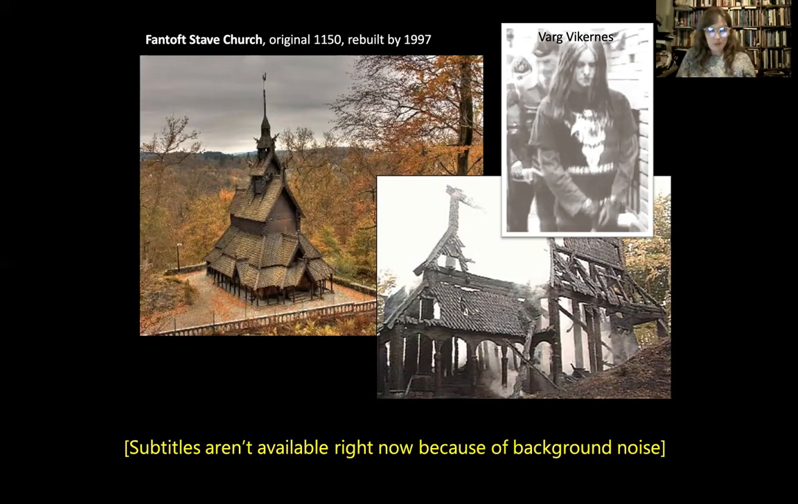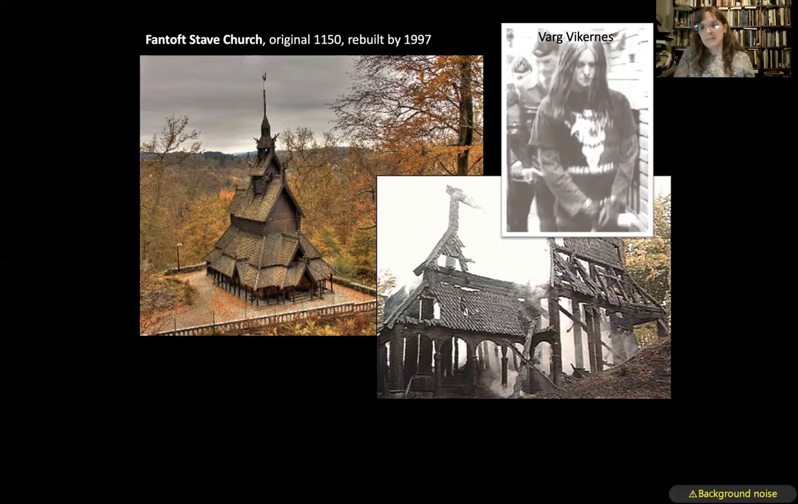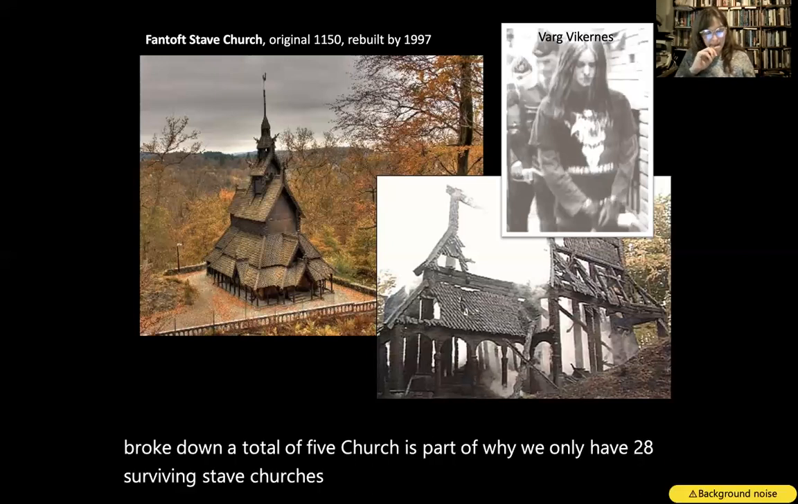He served 14 years of a 21-year sentence. He was also convicted of murdering one of his bandmates. And then he changed his name to Louis Cachet and moved to France with his wife and children. So I guess he's doing great now. The church was rebuilt in 1997. So what you're looking at on the left-hand side is the modern reconstruction of what had been a 12th century church. This is also part of why we only have 28 surviving stave churches in Norway.